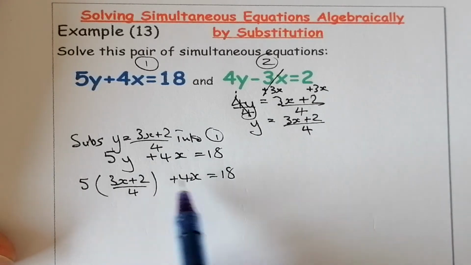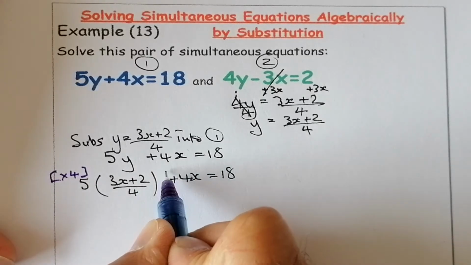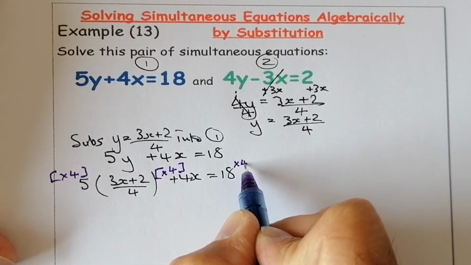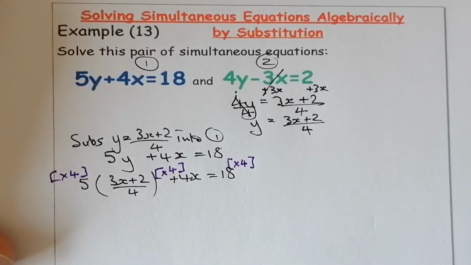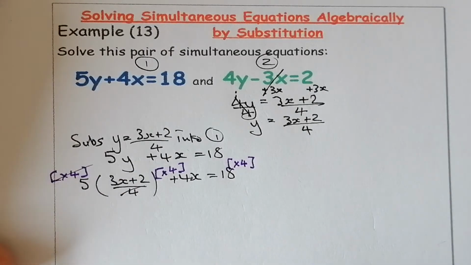2 things on the left-hand side, so I must multiply both of them by 4. I'll multiply this one by 4. And I'll multiply this by 4 as well. So I'm multiplying everything here by 4. Remember why we're doing it? It eliminates that 4 on the bottom that's there.